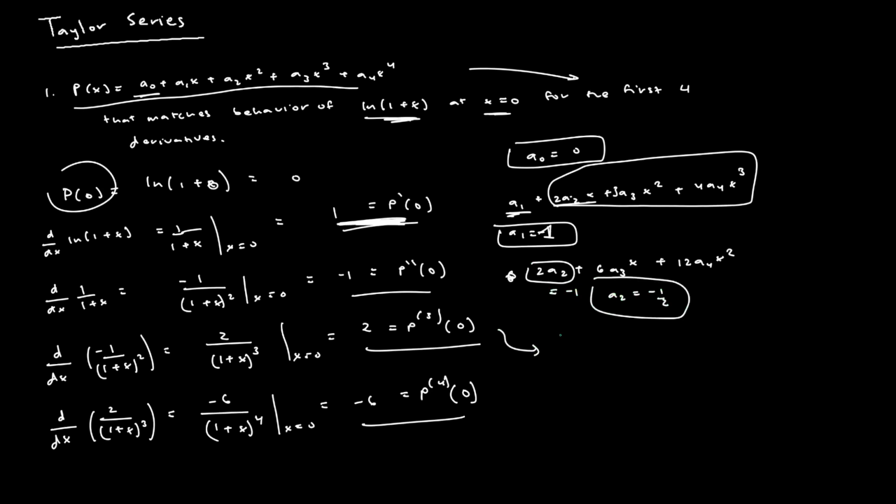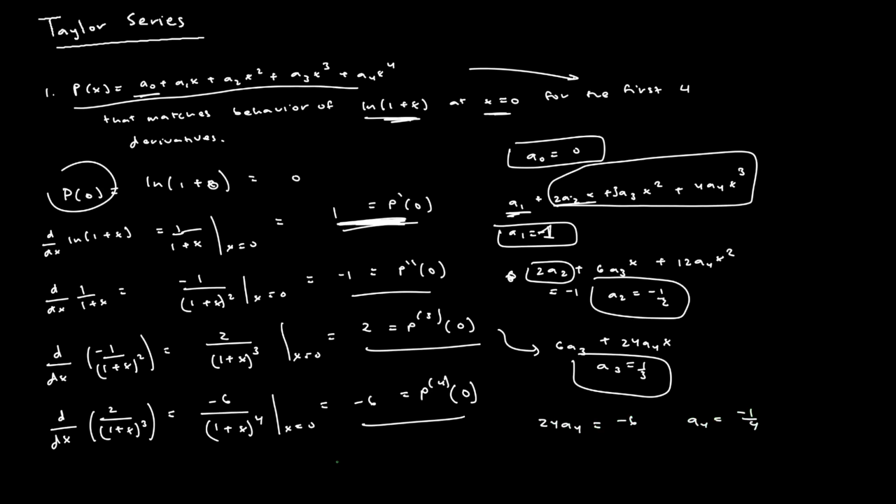Now let's continue over here. So p triple prime is 6a3 plus 24a4x. And so 6a3 is equal to 2, therefore a3 is equal to 1/3. And finally, we get 24a4 is equal to negative 6, and a4 is equal to negative 1/4.